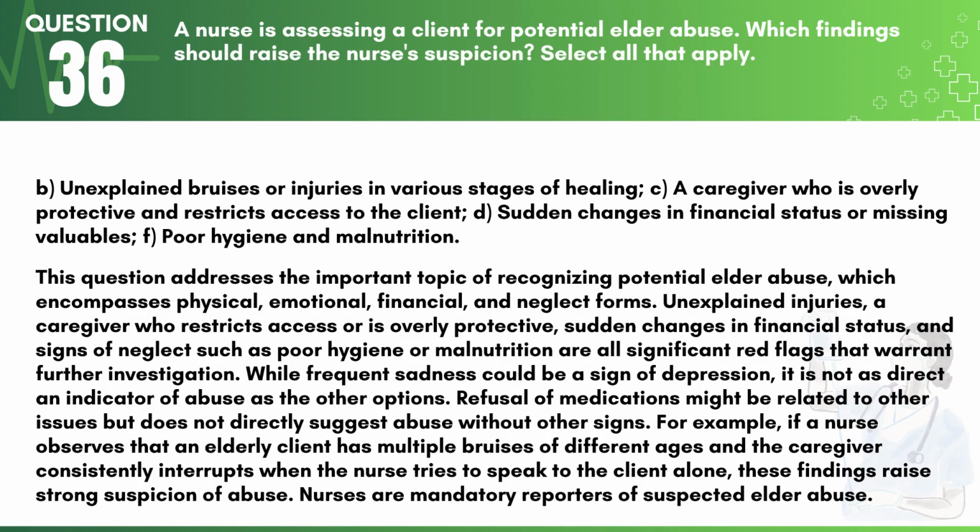While frequent sadness could be a sign of depression, it is not as direct an indicator of abuse as the other options. Refusal of medications might be related to other issues but does not directly suggest abuse without other signs. For example, if a nurse observes that an elderly client has multiple bruises of different ages and the caregiver consistently interrupts when the nurse tries to speak to the client alone, these findings raise strong suspicion of abuse. Nurses are mandatory reporters of suspected elder abuse.